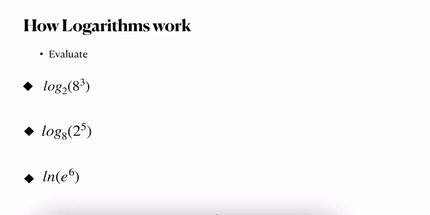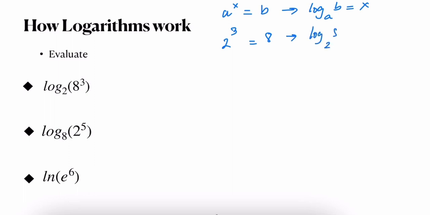So we're going to talk about how logarithms work. Let's say you have a^x = b, then you can rewrite it as log base a of b equals x. For example, you have 2^3 equals 8, then you can rewrite it as log base 2 of 8 will be equal to 3. So 3 is the power of 2, so that 2^3 equals 8.